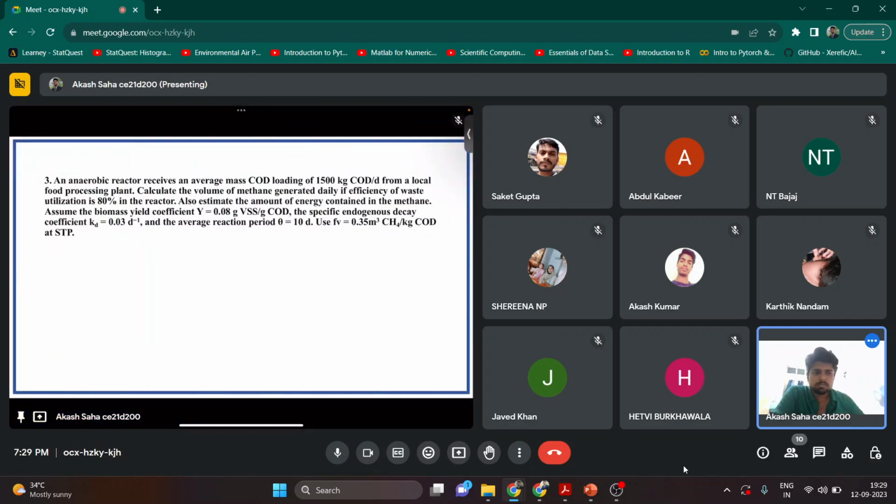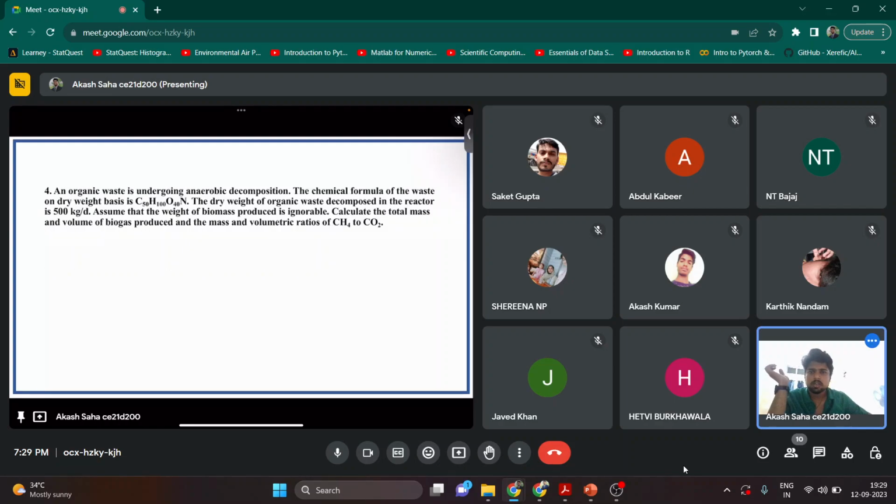Okay, so this was the question. We got the answer as 383 meter cube of CH4 per day and 1.52 into 10 to the power 6 kilojoule per day. Anyway, you can check the calculation once again. So this was the problem. Okay, so this is the next problem and the final subjective problem.